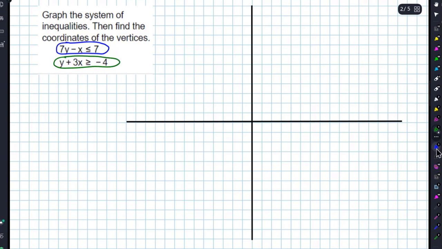Okay. So here we are, but I changed to an equal sign. Step 1, because I'm just graphing the line. 7y minus x is less than or equal to... See, sometimes you have to yell at yourself. Equals 7.